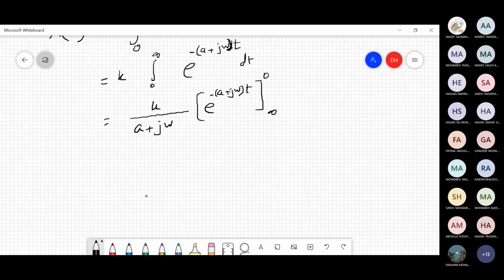Okay, at 0, when t equal to 0, then this one is equal to 1. When t equal to infinity, then this is equal to 0. So then it's left with K divided by a plus j omega. So this is my X of omega.